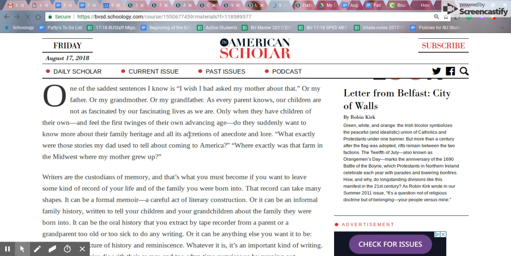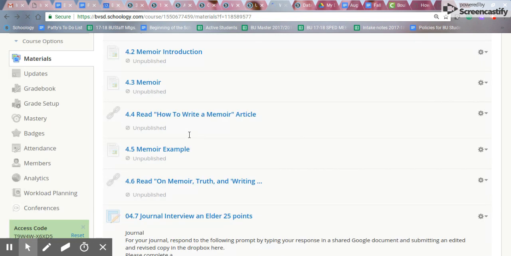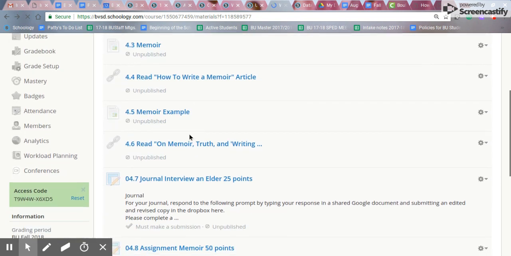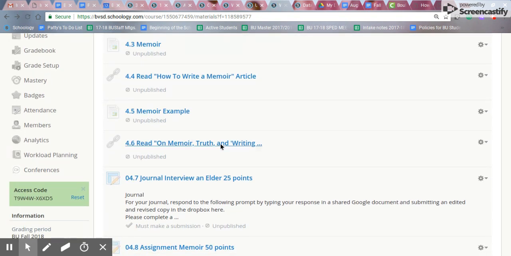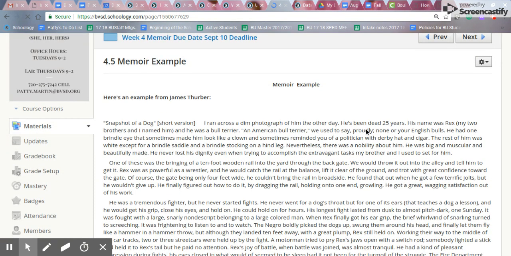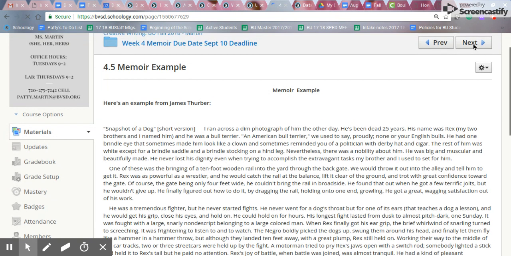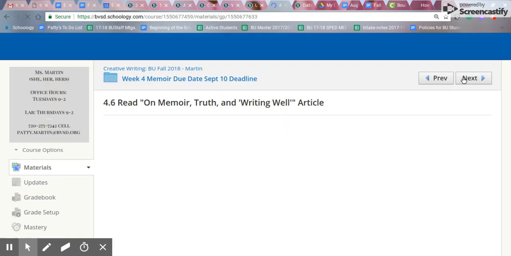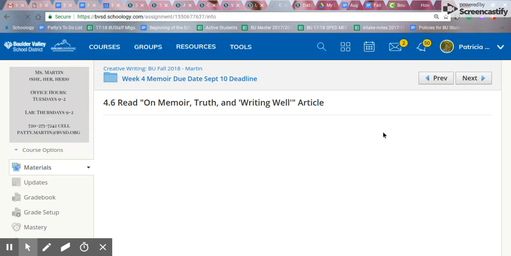But I've got this article in here from William Zinsser, which is around memoir writing, how to write a memoir. And then I have this other one here, which is an NPR article that quotes William Zinsser. And they'll go into some of the things that he has to say about memoir writing. Okay. I've got an example here from James Thurber. I would like you to read that, please. If you don't get it the first time, read it the second time. It comes.